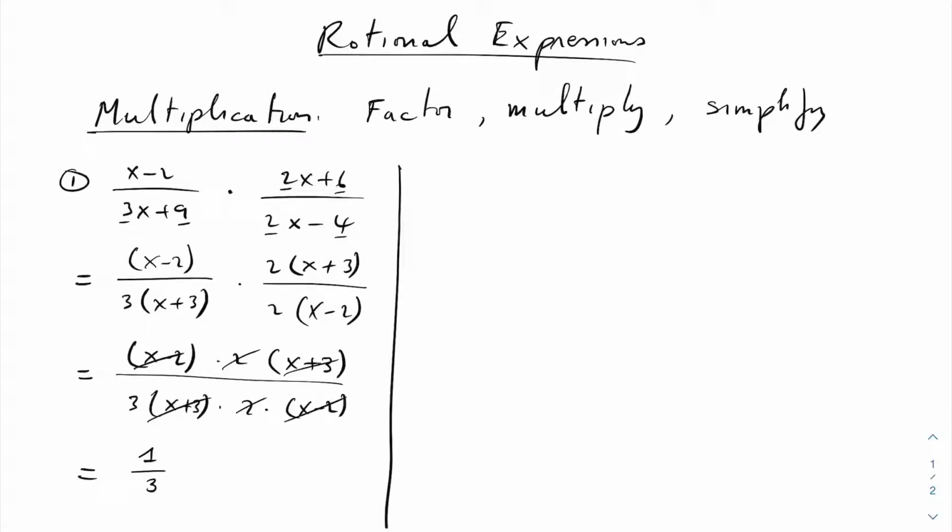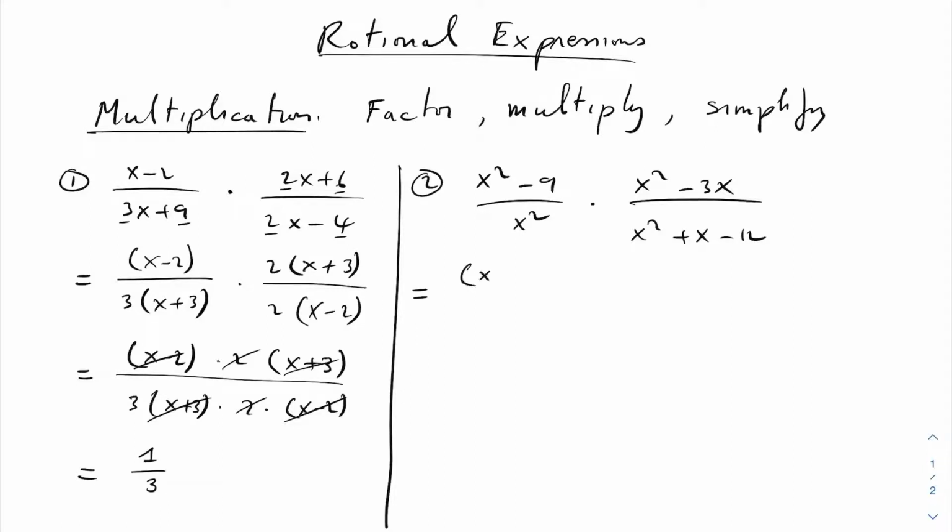Second example, let's look at (x squared minus 9) divided by x squared, all multiplied by (x squared minus 3x) divided by (x squared plus x minus 12). As usual, first step, let's factor out every single polynomial that we have. So we're going to have x squared minus 9. That's the difference of squares, so that could be rewritten as (x minus 3) multiplied by (x plus 3). The denominator is just x squared, so we can rewrite it as x times x if you want to.